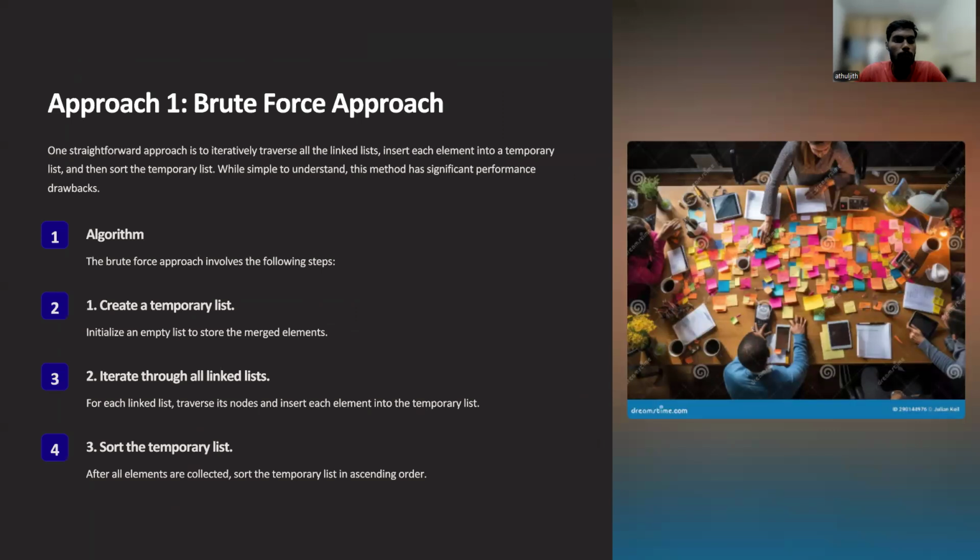Approach. Brute force approach. One straightforward approach is to iteratively traverse all the linked lists, insert each element into a temporary list, and then sort the temporary list. While simple to understand, this method has significant performance drawbacks. Algorithm. The brute force algorithm involves the following steps.